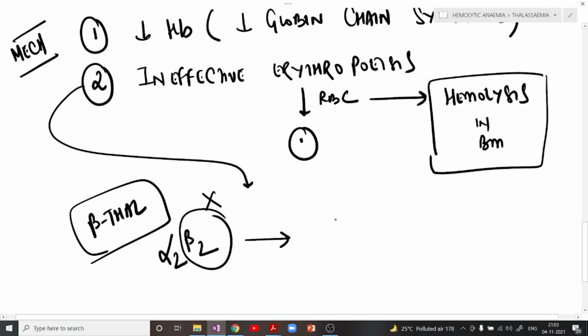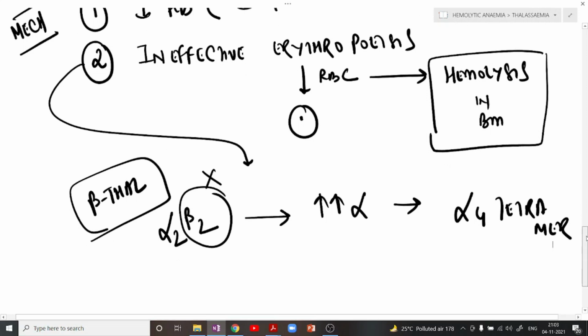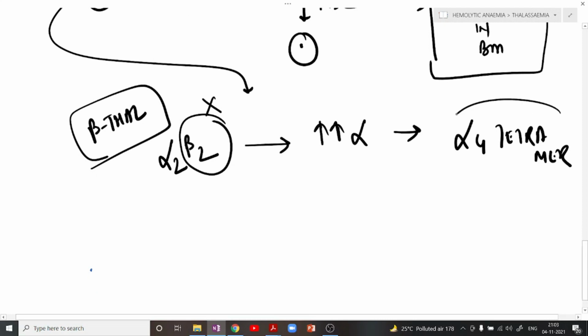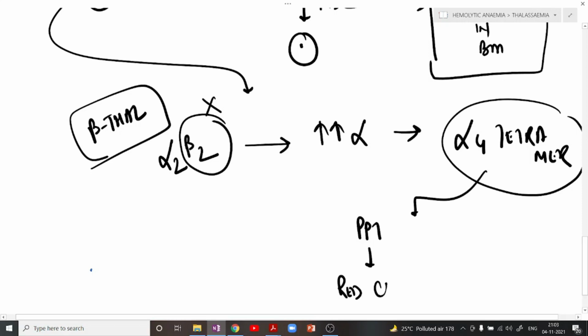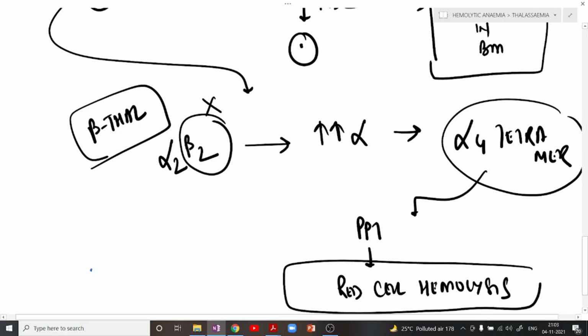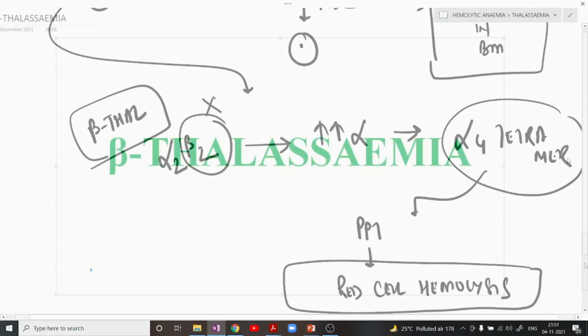So what will happen? There is an excessive amount of alpha chain, which is going to give rise to alpha 4 tetramer. Okay, alpha 4 tetramer. Now this alpha 4 tetramer is not suitable, and it can precipitate inside the RBCs. It precipitates and it can cause red cell hemolysis, leading to ineffective erythropoiesis. So this is basically the major introduction part of thalassemia. Next, we are going to individually see about beta thalassemia and then alpha thalassemia.